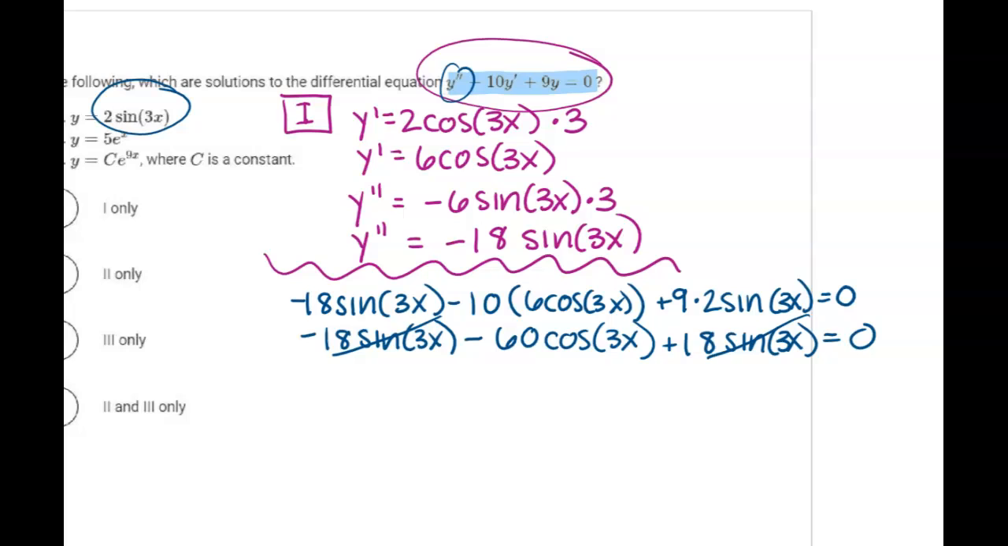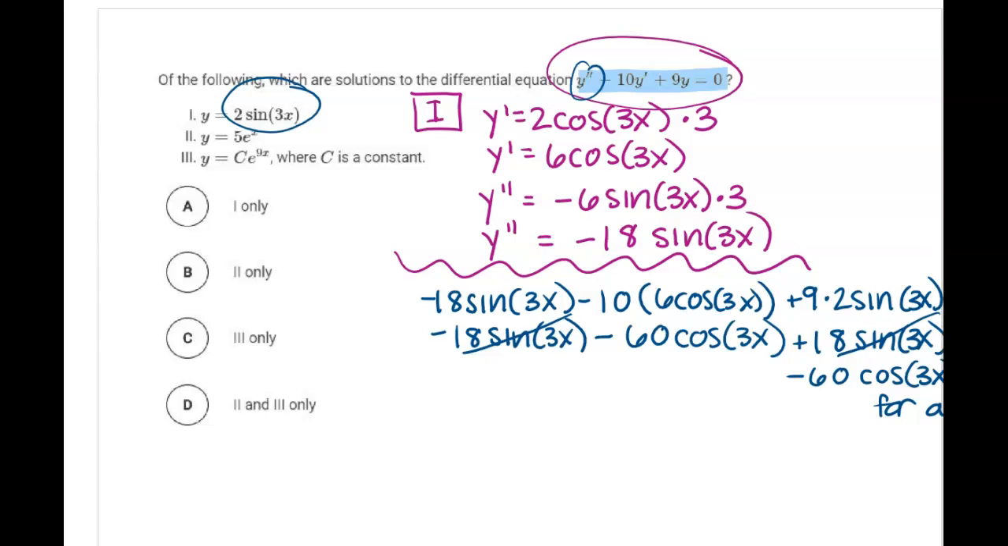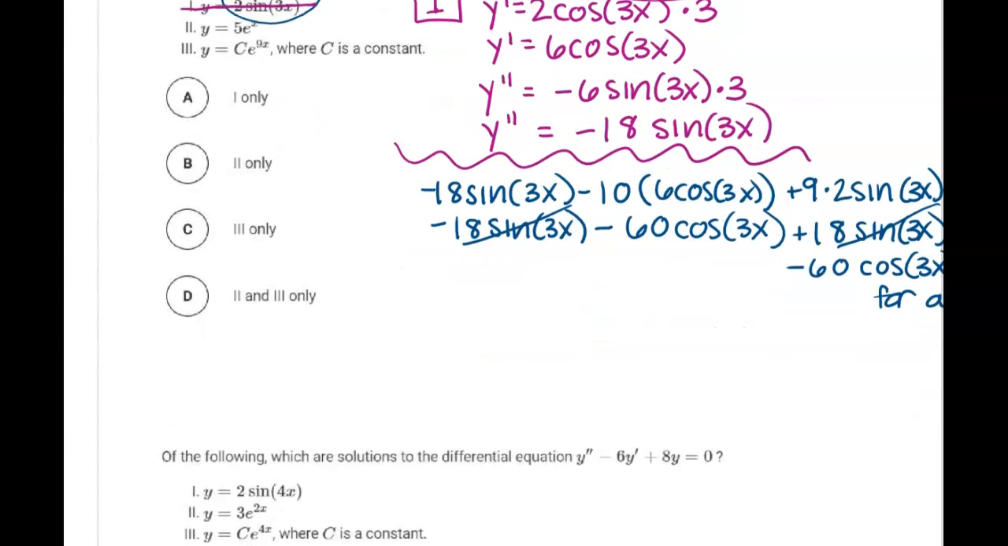Negative 18 plus 18, so we get negative 60 cosine of 3x equals 0, which is true when cosine of 3x is 0. And this is sometimes true, but it's not true, so this doesn't equal 0 for all x, so it's not a solution. So this one's a no. Okay, then we move on to number 2. We'll switch colors to make it extra fun.